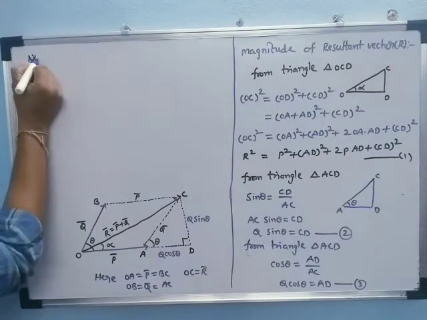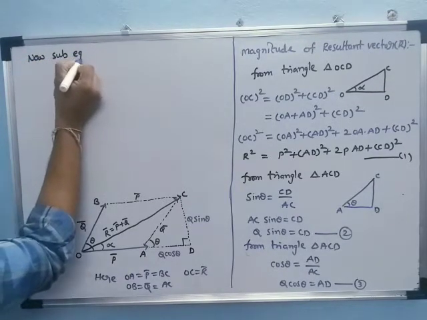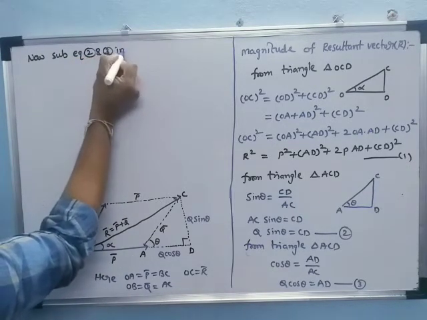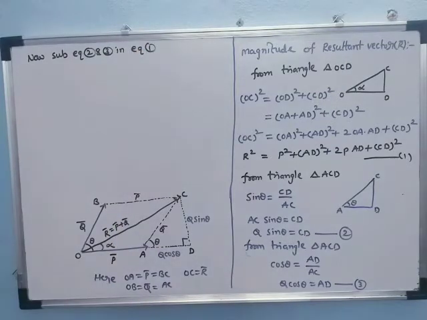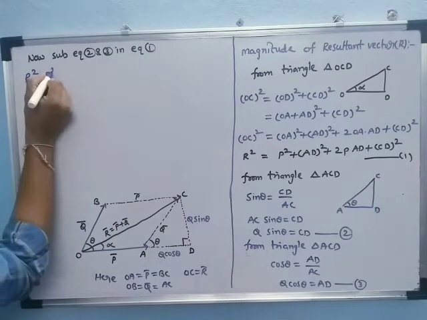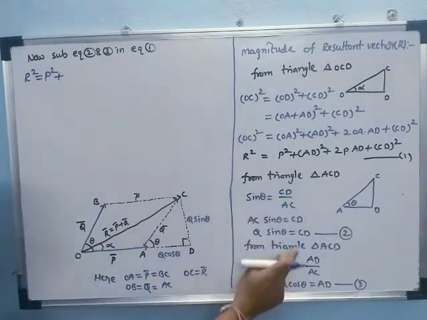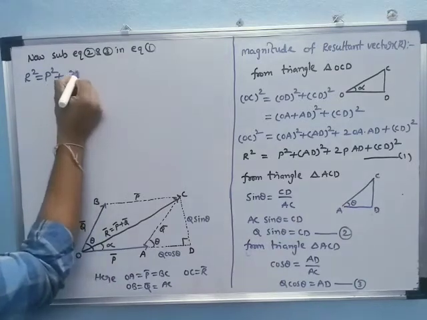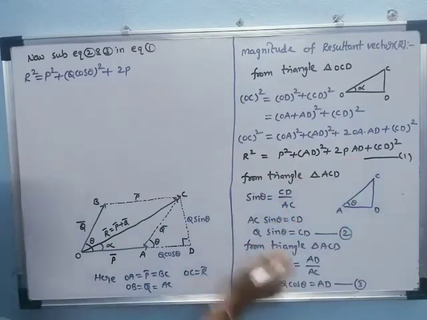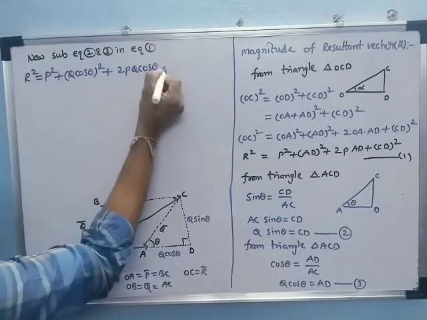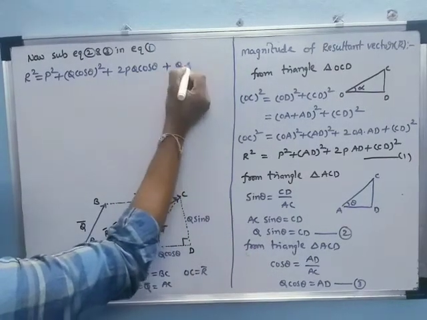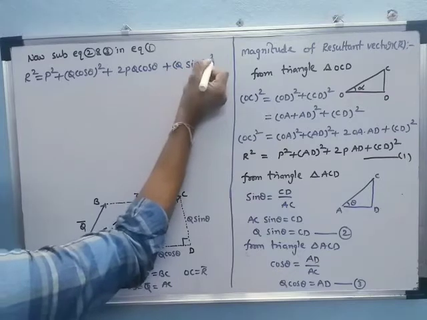Now substitute equation 2 and equation 3 in equation number 1. Right here, R square is equal to P square plus AD square. AD is nothing but Q cos theta, whole square, plus 2P into AD. AD is Q cos theta plus CD. CD is nothing but Q sin theta, whole square.